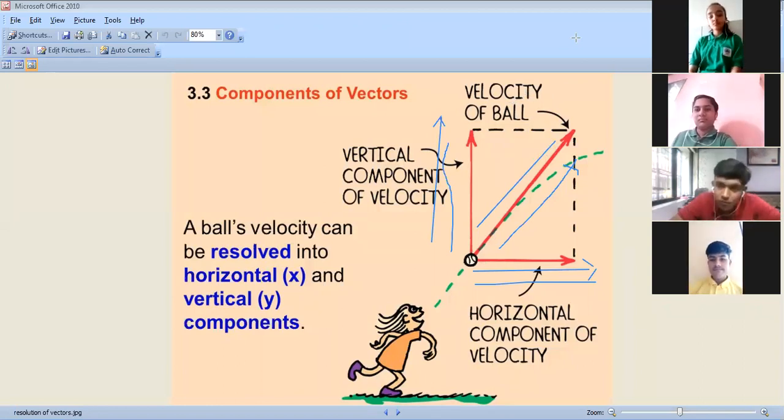Clear, everybody? Yes, sir. Fine, fine. Now take it as a resolution of vector is clear to everybody.